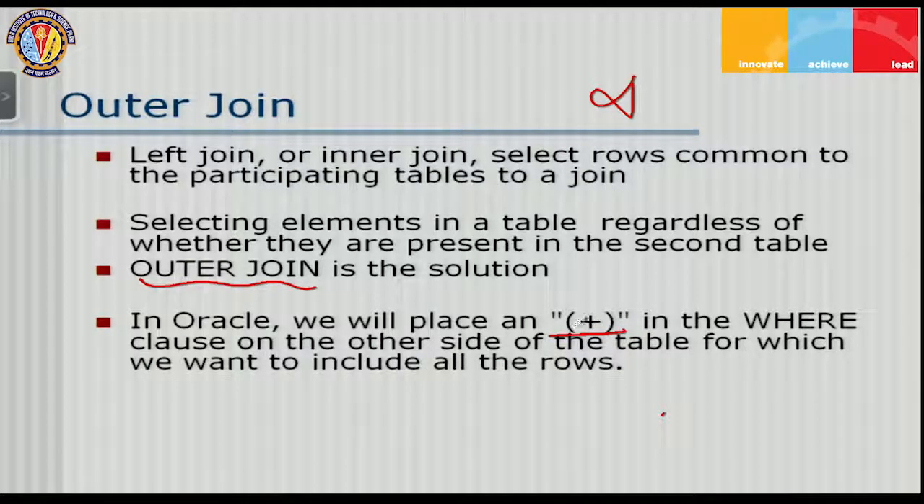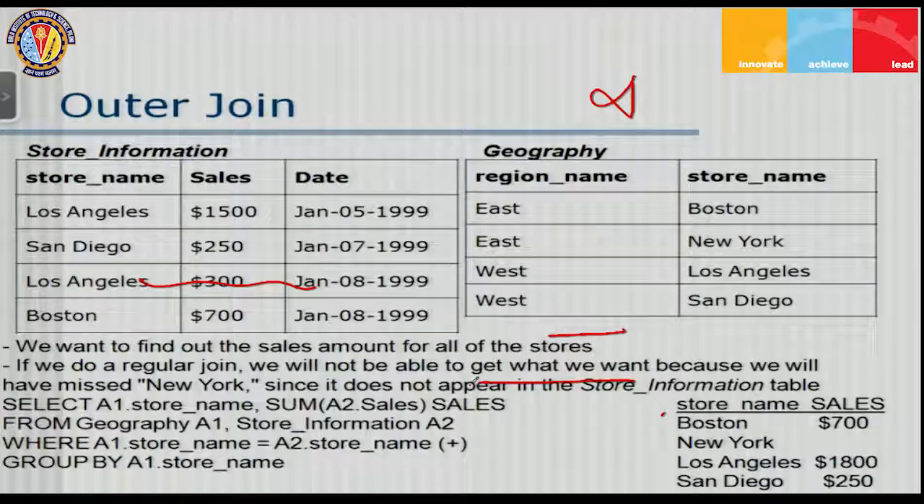We place a plus sign in the where clause on the other side of the table for which we want to include all the rows. So here we wanted to include all customers, so I'll put a plus on the other side. Let me show you this with an example.